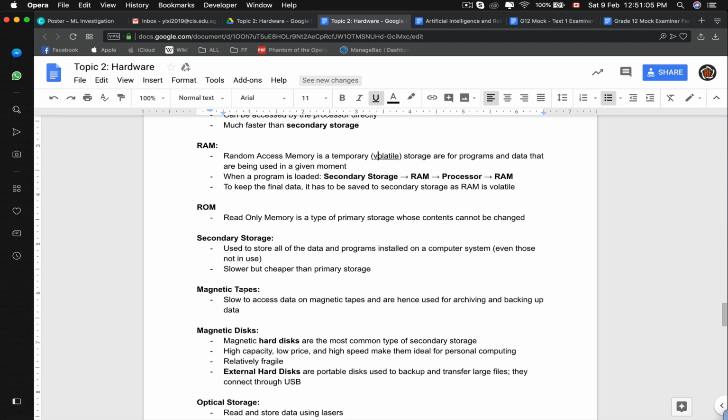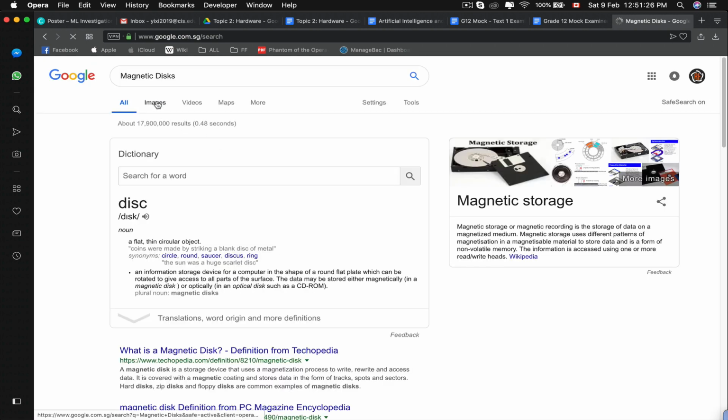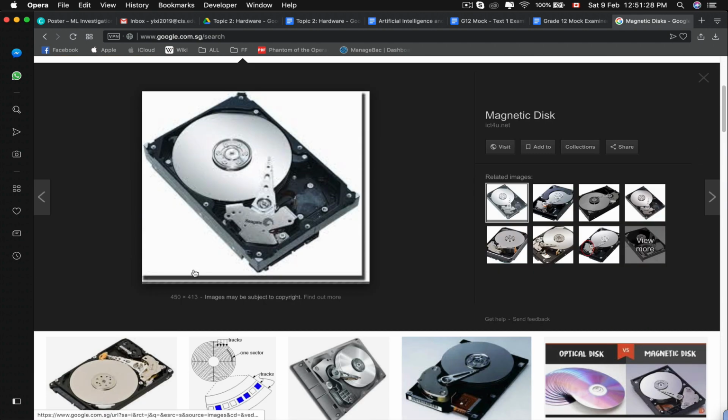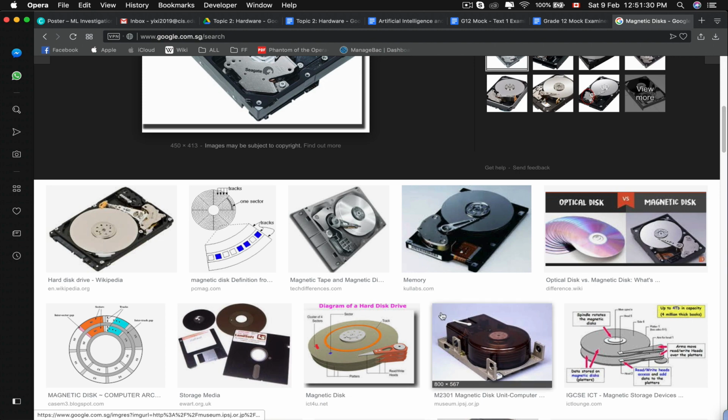I mean, they can be read, but they cannot be changed, is what I meant. Magnetic tapes, those are old data. Usually we don't use them, but they are somewhat good for backing up or archiving because they are really, really cheap. And magnetic disk, I have seen one in my grandfather's computer. Gosh, it is horrendous. This huge thing, no, sorry, that's HDD.